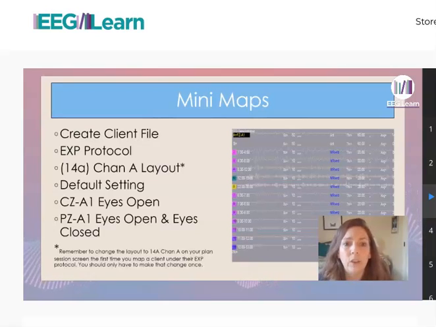And I just have a little asterisk there for all you Eager users, because even though you've gone through all those steps, when you first call up your client file with the experimental protocol for the first time, you're going to map them. You still have to change the layout on your planned session screen. That change layout button is down at the bottom of the screen that has the head picture on it. You change it to the 14A channel A layout because that will give you all these lines of EEG information.